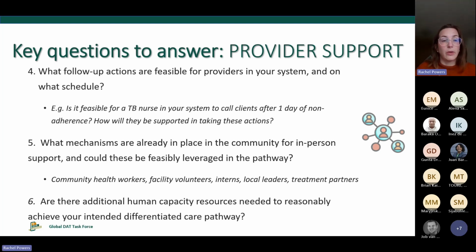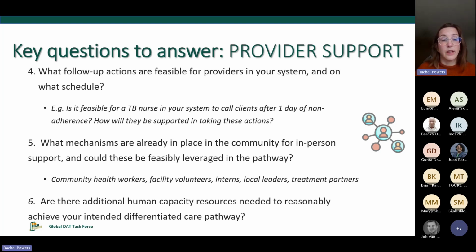We also want to think about what mechanisms are already in place for in-person support and how those can be leveraged. So are you working in a context where there are community health workers already supporting persons living with TB in the communities? Do you have facility volunteers that could potentially help with phone calls? What are the other resources that you have, the capacity that you have in your system to provide that manual support?